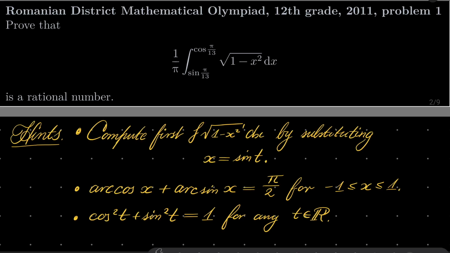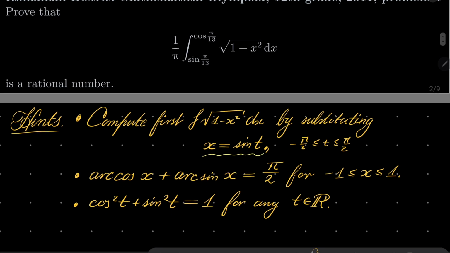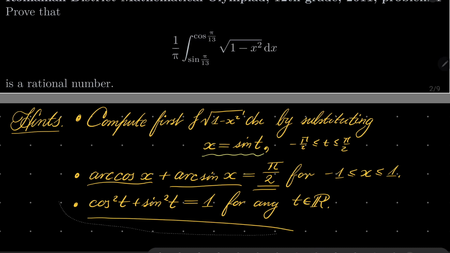First, try to compute the indefinite integral, the antiderivative, by the following substitution: x equals sine of t, where t is from minus pi over 2 to pi over 2. And then the following two identities may be useful. Arc cosine of x plus arc sine of x is always pi over 2. You can verify it easily, either considering the right triangle of some sort or by differentiation. And the well-known identity, cosine squared of t plus sine squared of t equals 1 for any real number t. So give this problem a try.